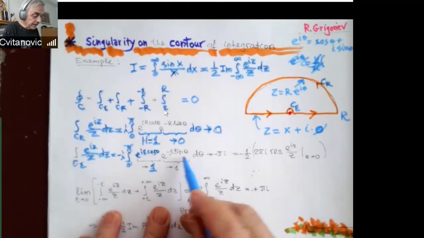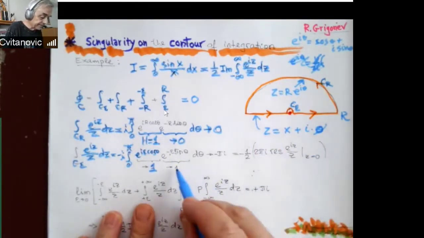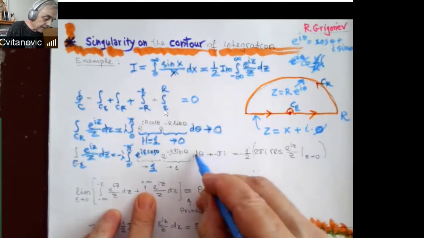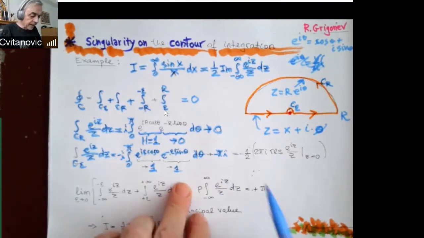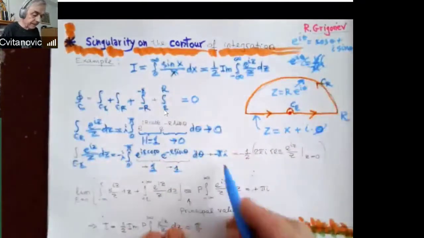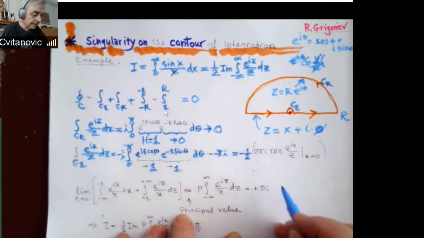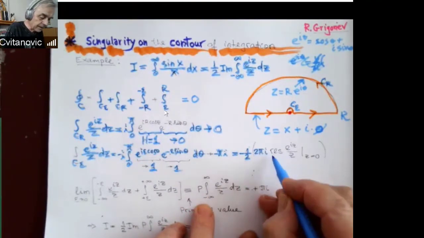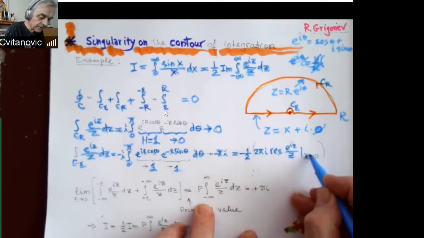And this guy, in the limit epsilon goes to 0, this is e to the 0, so that's a constant. And I just run around half of the circle, and that's why I get pi i. And why do I get minus pi i? Because this contour is going the wrong way, clockwise rather than counterclockwise. And you can interpret this in residue calculus to be the residue of this quantity. Residue always picks up 2 pi i, the residue of this thing, e^(iz)/z, at z equals 0.